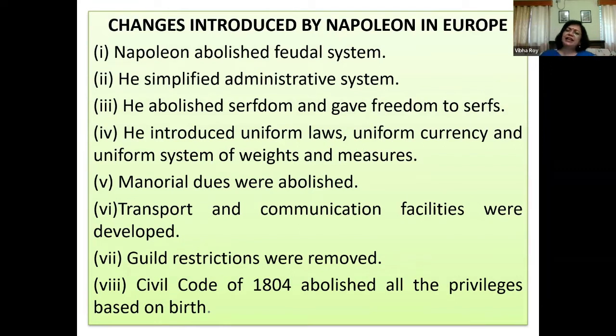He simplified the administrative system. He abolished serfdom and gave freedom to the slaves. He introduced uniform laws, uniform currency, and a uniform system of weights and measures. Manorial dues were abolished. People were not forced to pay any more dues. Transport and communication facilities were developed. Guild restrictions were removed. And the Civil Code of 1804 abolished all the privileges based on birth.